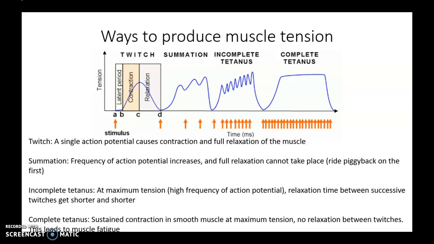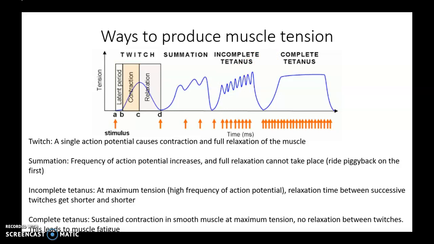Now if we further increase the frequency as we see here, then this leads to incomplete tetanus, and this is where the maximum tension is reached. So this is maximum tension. However, there is a little bit of relaxation time between successive twitches, and this relaxation time gets shorter and shorter, and this is incomplete tetanus.